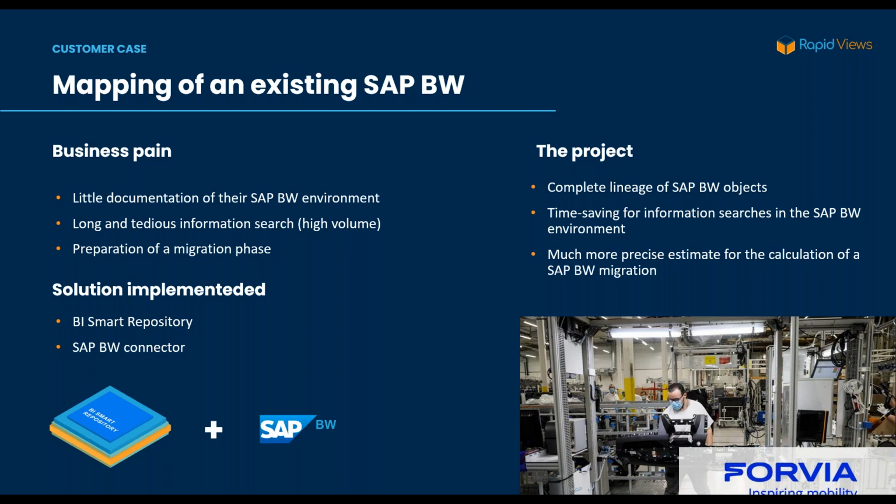Forvia is a French company with a big BW environment and lots of objects. Forvia made a merger with another company, and Forvia has multiple BW and BI environments. The goal of the implementation of the BI Smart Repository is to map and analyze the whole BW environment and the whole BI environment.